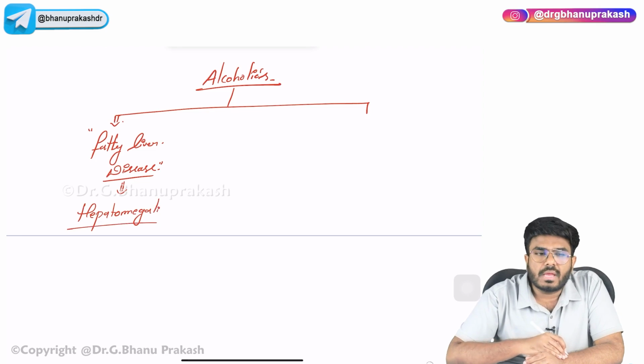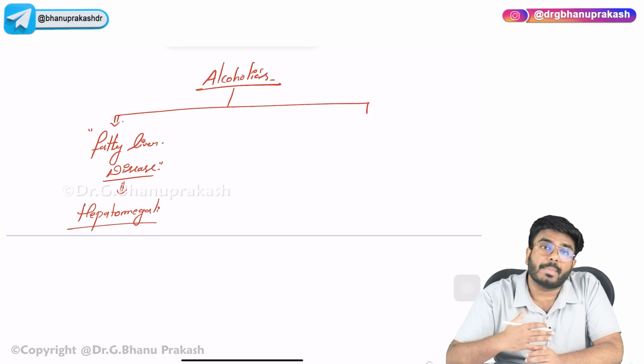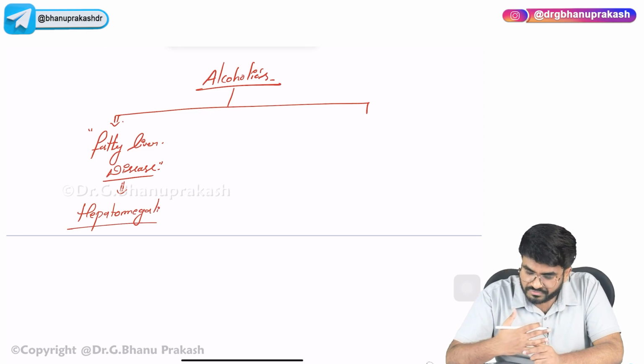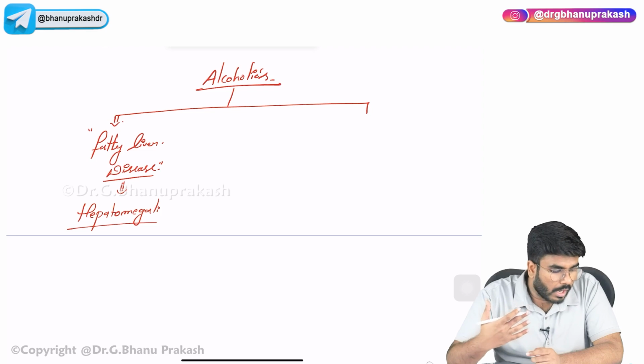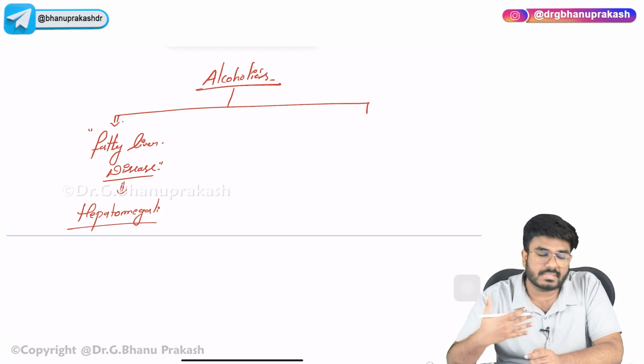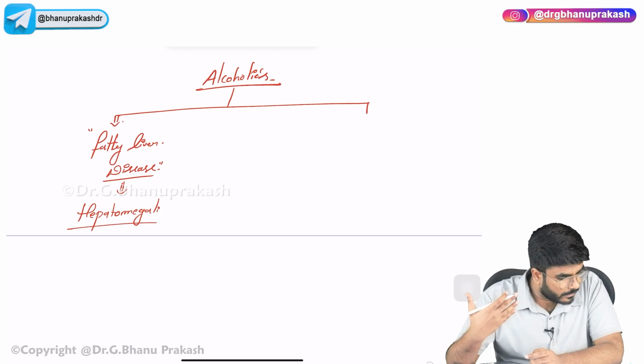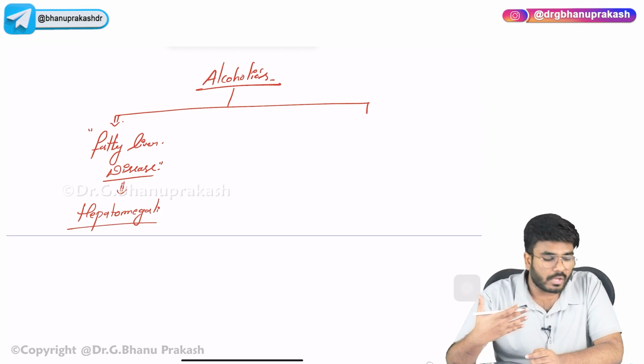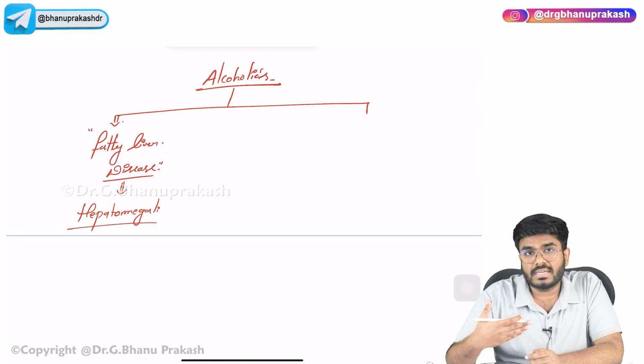So the question is, why is the patient having hepatomegaly and fatty liver disease? Because alcohol favors fat production in the liver. So that fat accumulates inside the liver, and that's what causes the hepatomegaly. This is one fate.